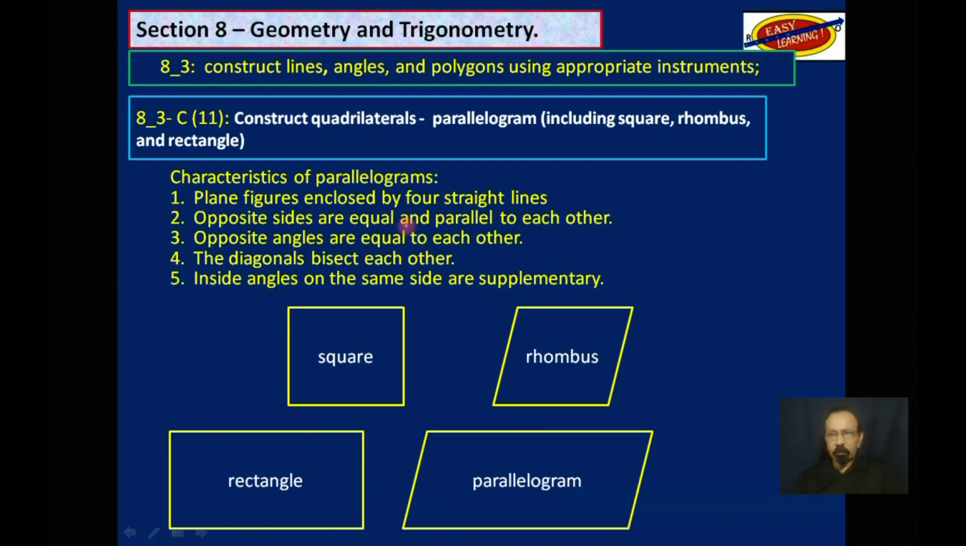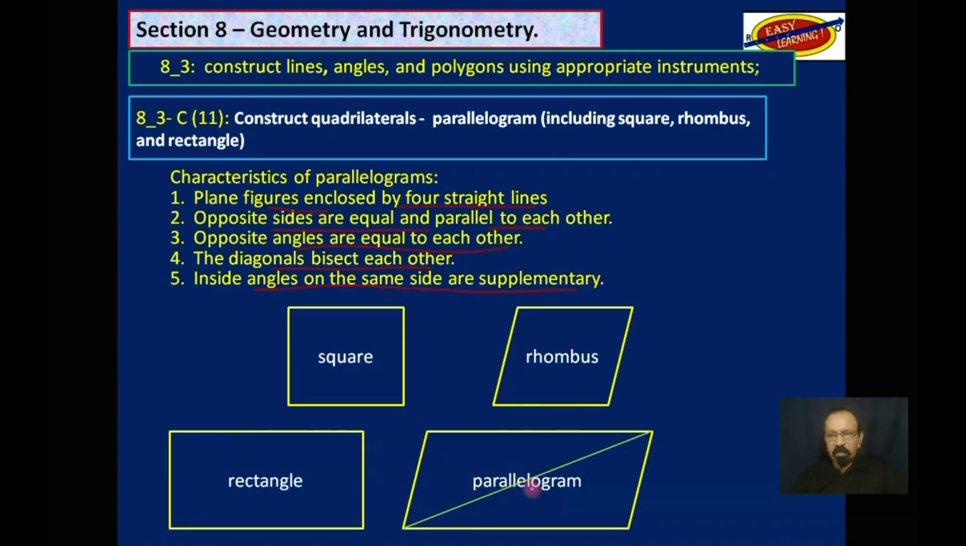What do we know about them? They are all plane figures enclosed by 4 straight line sides. The opposite sides are equal and parallel to each other. Opposite angles are equal to each other. The diagonals bisect each other, and the inside angles on the same side are supplementary.